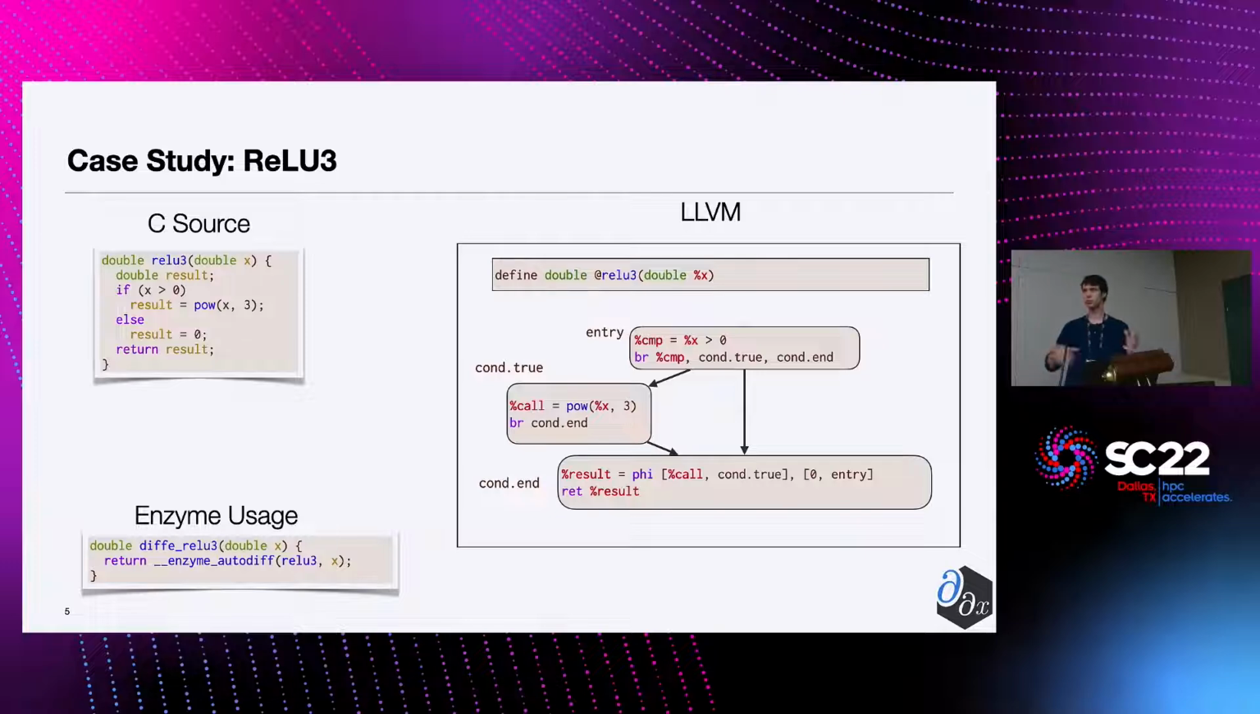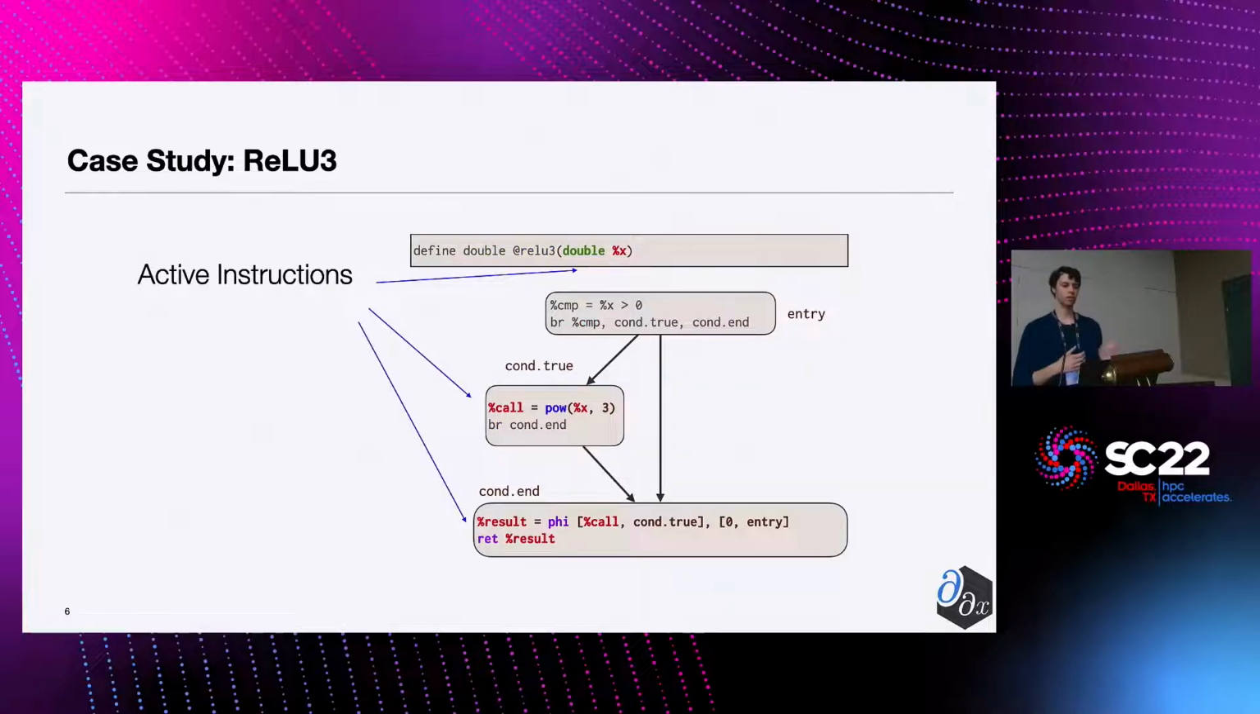So let's see how an example of this actually works in practice. Once again, I've got that same ReLU3 function on the left. I've also got this thing on the bottom left, saying how you could use it in a hypothetical tool called Enzyme. What ends up happening is it takes the source code there on the left and compiles it down to the LLVM representation. Here we see a very similar structure where we have that same conditional branch, the optional computation of the POW3, and finally the value that we go ahead and return.